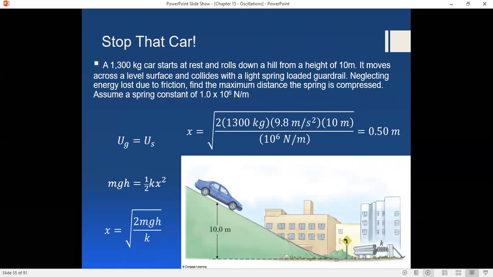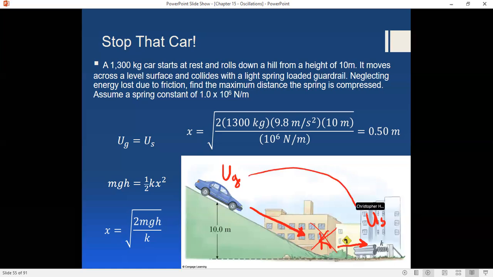Here's a sort of simple problem showing how energy is transferred from one type to another. We have a car at the top of the hill. It has all of its energy in terms of potential energy due to gravity. It's going to accelerate downward. That energy is going to be turned into kinetic energy, and then it's going to collide with this guardrail hooked to a spring, turning this into potential energy due to a spring. Now, nowhere do they ask for velocity, so I don't really have to worry about ever converting the potential energy due to gravity to kinetic energy. I can go directly from gravitational potential energy to spring energy. Okay?